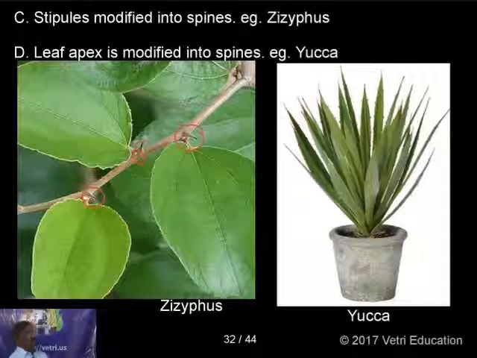Whereas in Yucca and also Phoenix, etc., you can find the leaf tip is modified into a spine. Leaf tips are modified into spines. Sometimes the margin also has spines here.